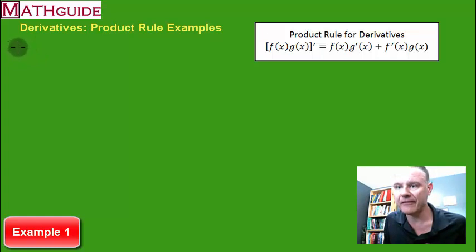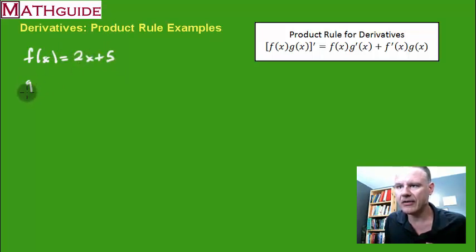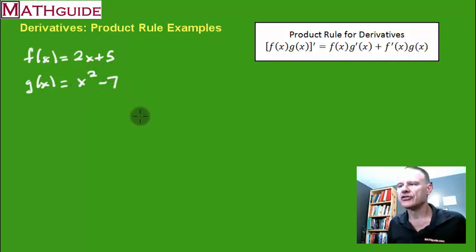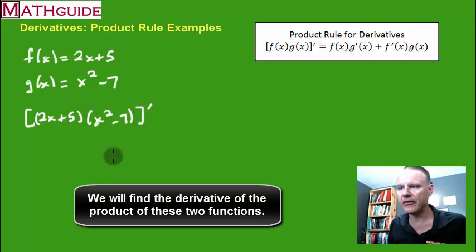Let's say I've got a function that's made up of a couple other functions. For instance, let's say f of x is equal to 2x plus 5, and g of x is equal to x squared minus 7. Let's say, for some reason, I had to find the derivative of all this. So the 2x plus 5 is being multiplied by x squared minus 7, and I want to find the derivative of this whole thing.